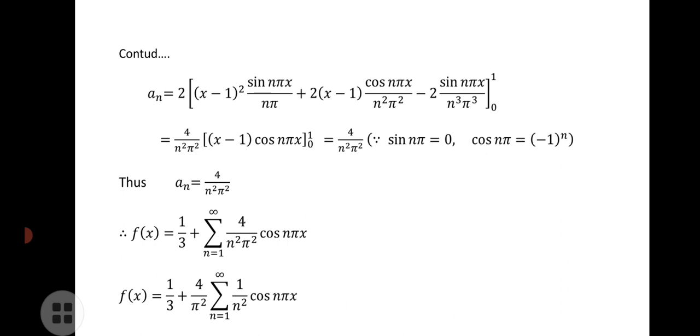So the an value is 4 divided by n square pi square after substituting the upper limit as well as the lower limit. Therefore, the Fourier series is 1 divided by 3 plus summation n equal to 1 to infinity 4 divided by n square pi square cos n pi x.